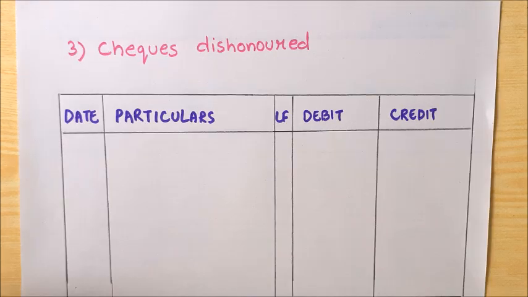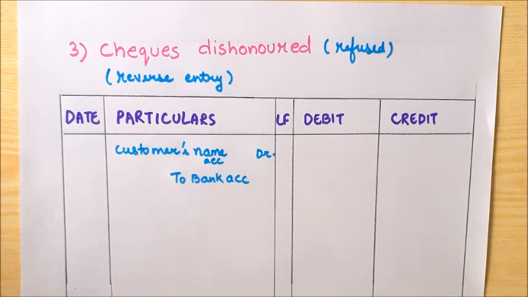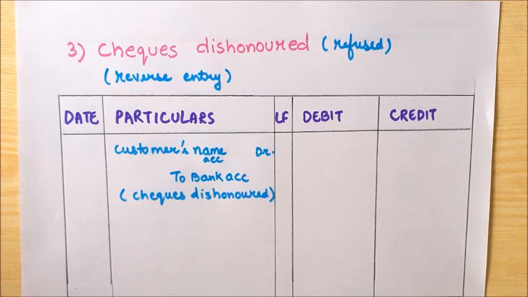The third entry related to the check is when checks are dishonored. Checks are refused by the banks. The banks can refuse the check due to any reason, and this reason can be, maybe your sign is not there or your sign is wrong, maybe you have overwritten the value. So what you will do, you will pass the reverse entry. So customer's name account debited to bank account, and you will write the narration as checks dishonored.